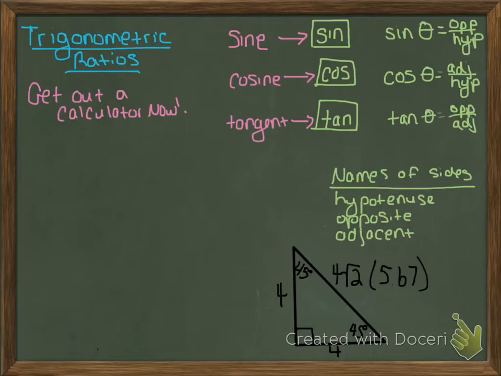All 45, 45, 90 triangles are similar. All 30, 60, 90 triangles are similar because if two figures have the same angle measures, then they have to be similar. And we know that these ratios hold true no matter how big or small the triangle is. We learned that in the previous video.